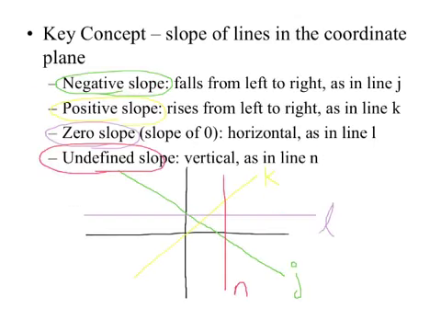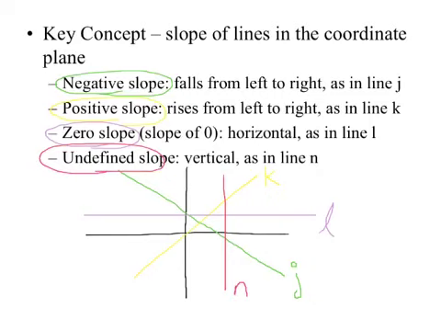All right, some key concepts about slopes of lines in the coordinate plane. In green, I have a picture of a negative slope. It falls from left to right, as in line J. When you read, you read from left to right, so we always go from left to right. Negative slope, I'm skiing down, left to right. Positive slope, I'm hiking up a hill, left to right.